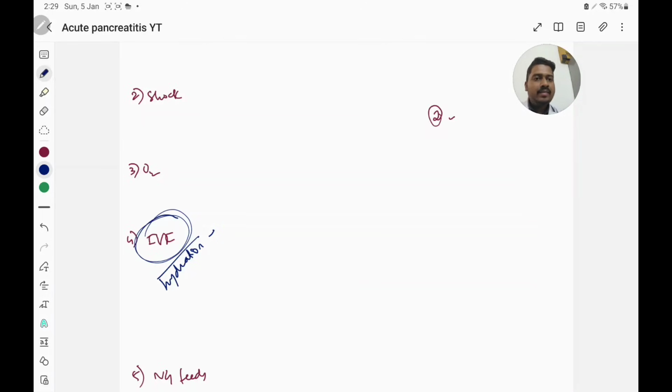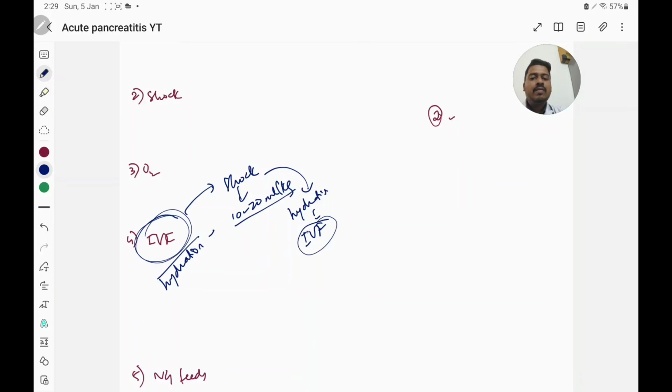So the main thing is that hemodynamic stability should be maintained. If a patient comes with shock, definitely you have to give an IV bolus of 10 to 20 ml per kg. This is the recommendation. After that you have to start the patient on hydration or IV fluids. Now which IV fluids? In some studies it is mentioned that RL is better than NS, but in some studies it is mentioned that RL is equal to NS, with no added benefit of NS. So you can go with either of them.